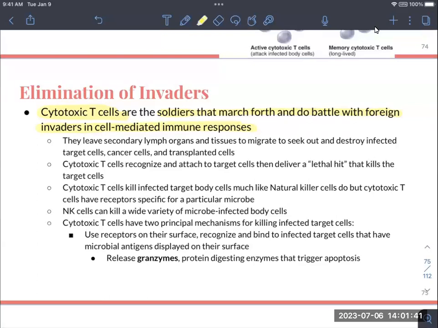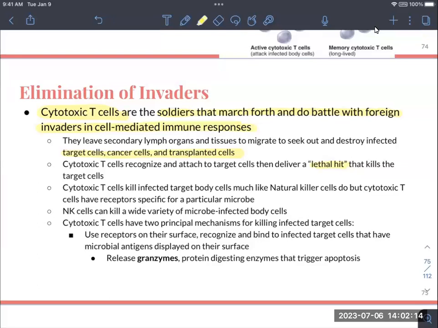They're going to leave those lymphatic organs. They're going to go through that lymphatic tissue and the lymphatic system and find the cells with these antigens. These different target cells could be cancer cells or transplanted cells. They're going to find and attach to these target cells. They deliver what is known as a lethal hit that is going to kill that target cell.